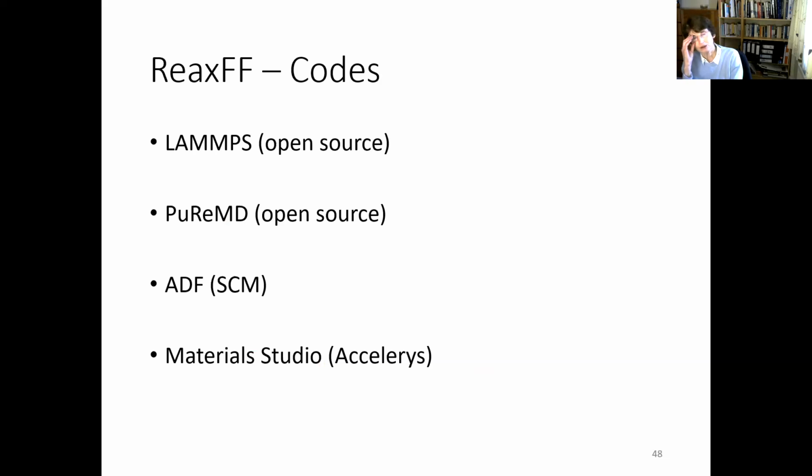So the ReaxFF codes are in LAMMPS, so it's a very common molecular dynamics code. The other one, the open source one, is PuReMD. And these ones, I guess, are not open source, but it means that you can actually use open source codes relatively straightforwardly in order to use the ReaxFF codes. So it's worth investigating for some types of system.